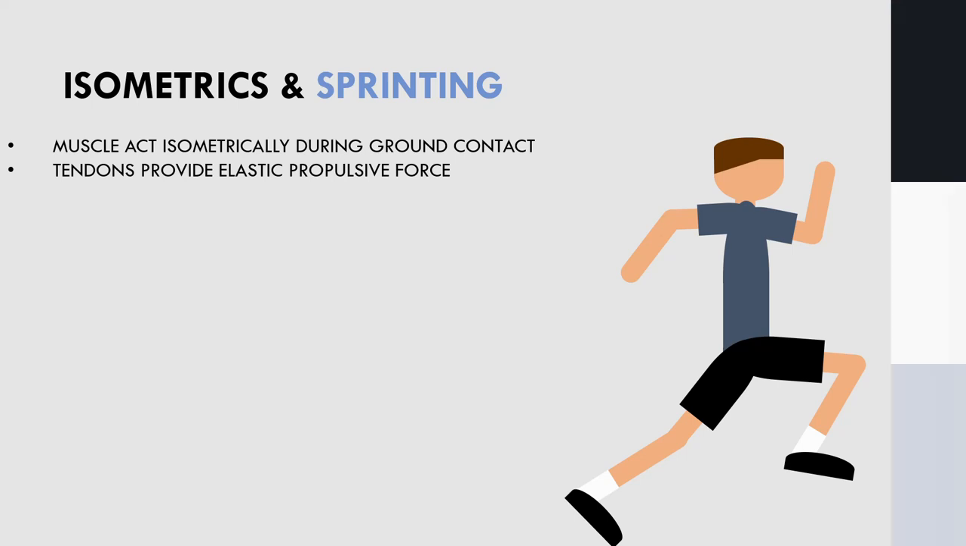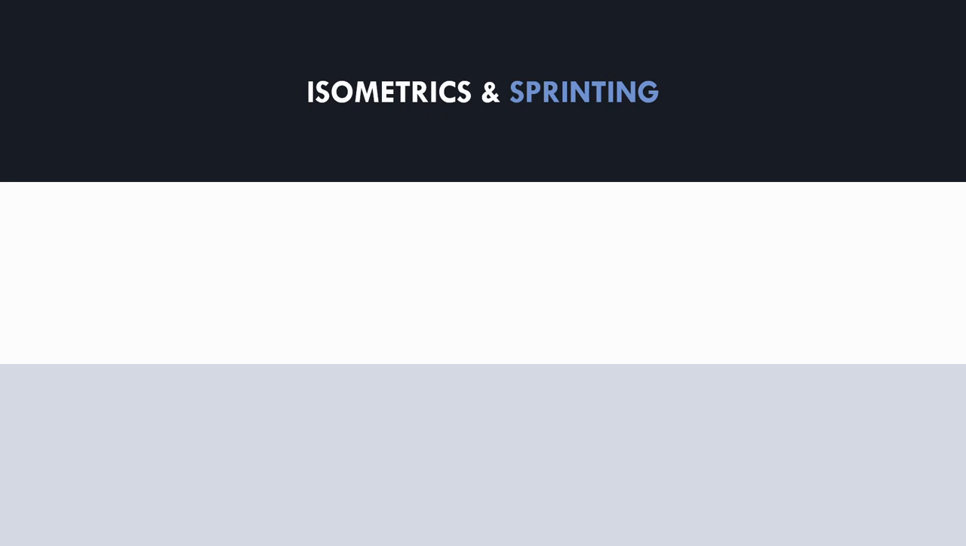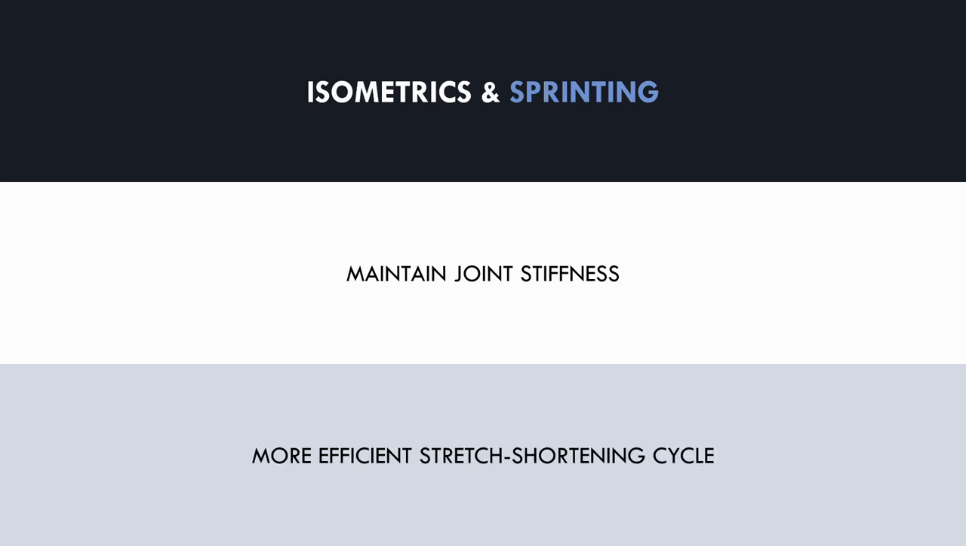So if an athlete can become isometrically stronger in the muscles that resist joint movement during ground contact, then they can leak less force by maintaining more rigid joints and more efficiently use the tendons for elastic propulsion.